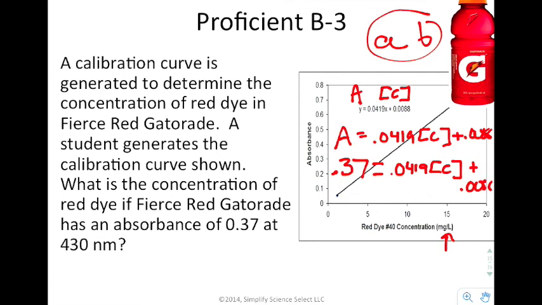Okay, so now when you solve, you'd subtract 0.0088 from both sides and then divide by 0.0419. And when you do that, you get a value of about 8.6 milligrams per liter, which is a pretty small concentration.